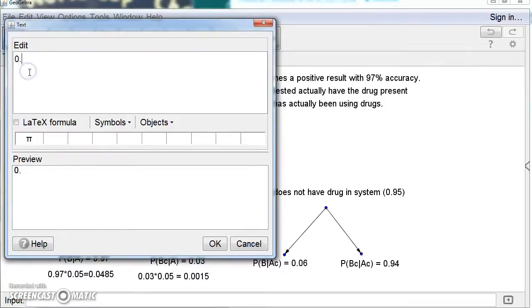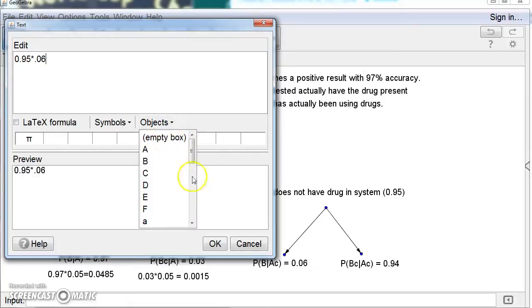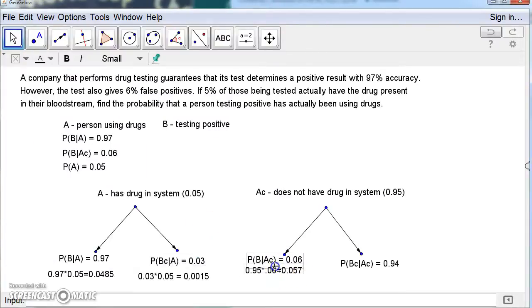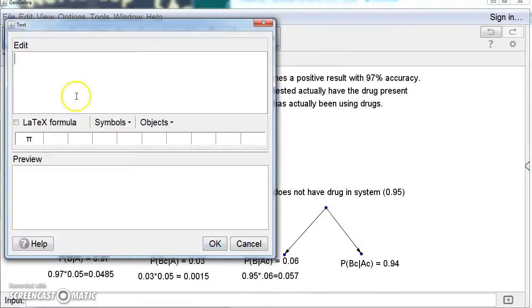Okay, this is 95% of the people who do not have it in their system, but 6% of them will still get tested positive, right, by accident. That's the false positive aspect of the drug. So we go 0.95 times 0.06, and that represents 5.7% of the population.